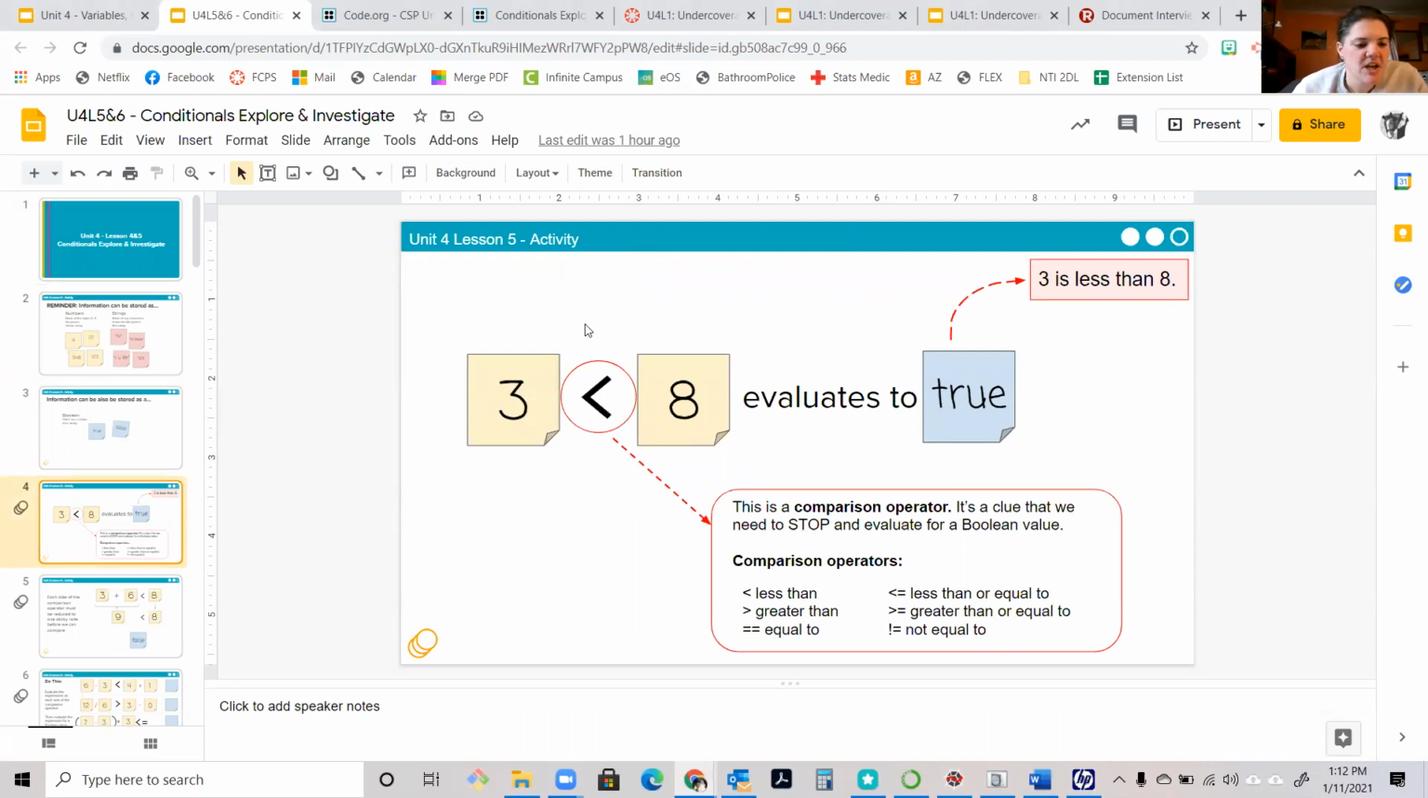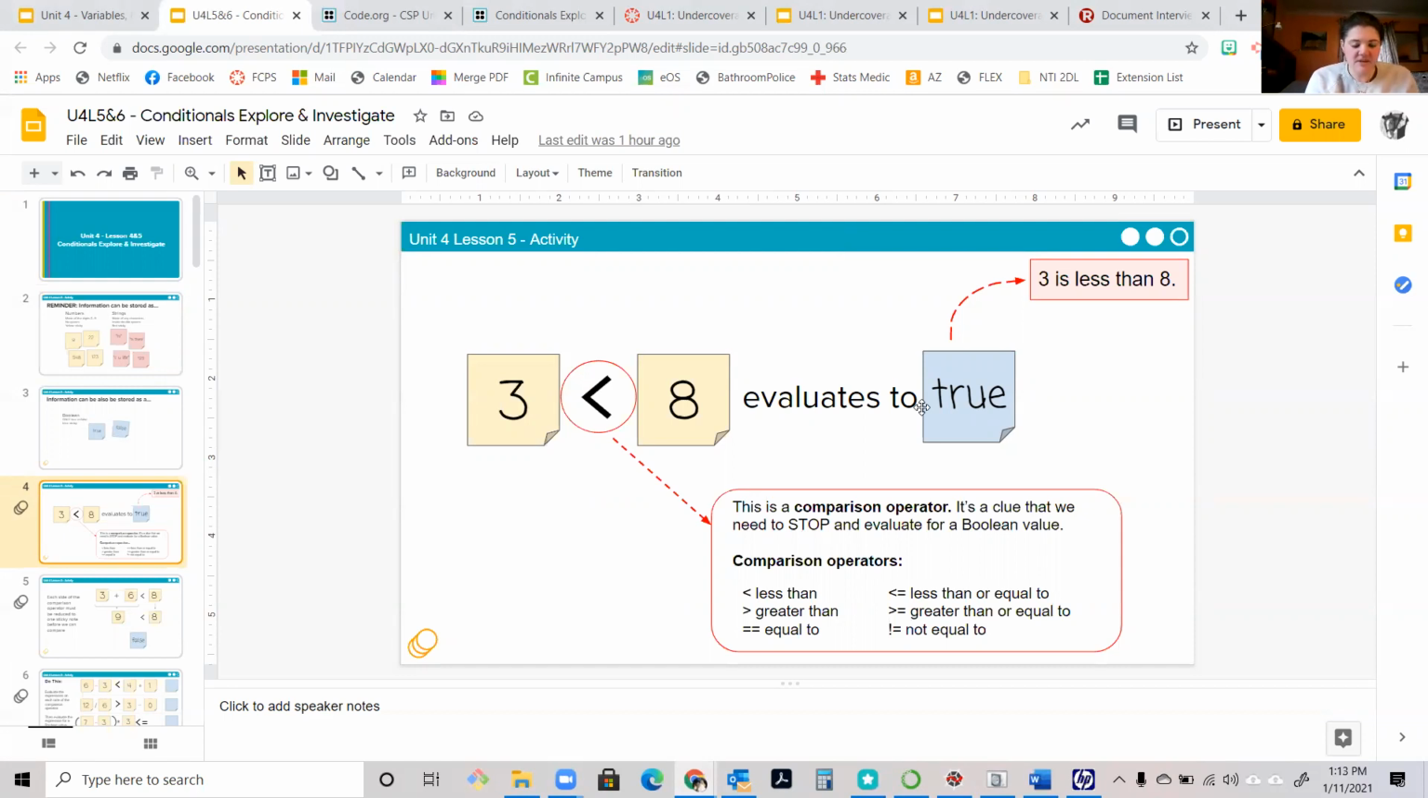So a computer asked to evaluate something like this, 3 is less than 8, will evaluate to true. The computer will say, yes, 3 is less than 8, and it will output a Boolean of true. So a Boolean is the answer to this question that we asked the computer.